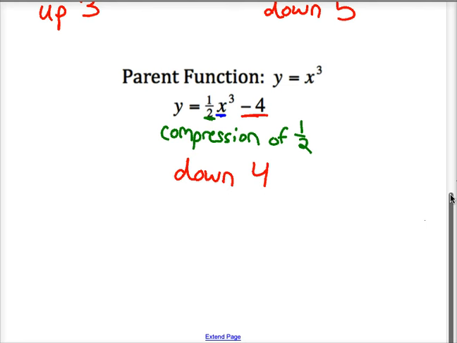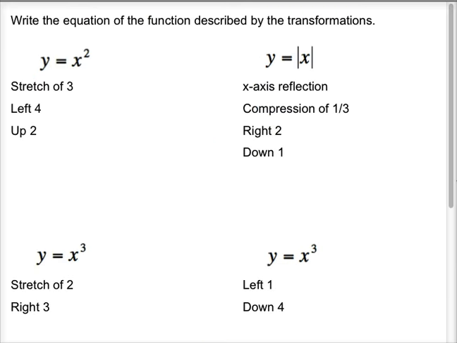Now you've reviewed how to look at an equation and describe the transformations. Another skill is being able to just look at the transformations and create the equation from that. So let's take a look at this. So a parent function of y equals x squared, and we want a stretch of 3, left 4, and up 2. So remember that stretch of 3 is going to be that first number out front, okay?